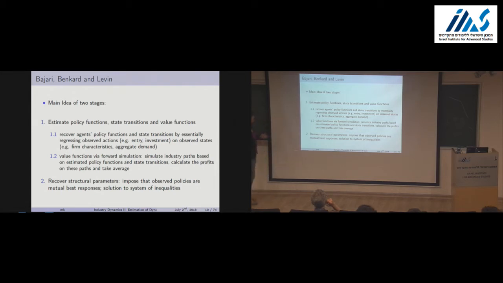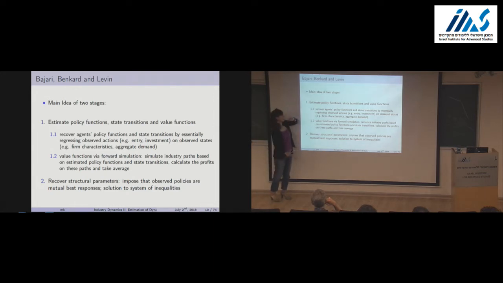Okay? So the first step, as I said, is aimed at getting this estimate for the value function. How are we going to do this? Basically, what we're going to do is estimate policy functions and state transitions. Okay? And notice that these two objects are essentially in our data, because we see actions and we see what firms are choosing at different states. So essentially, your choice at each state is in our data, and the transition of states is in our data. Okay? That's going to be simple.